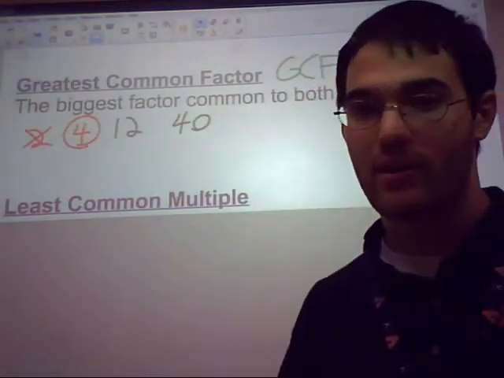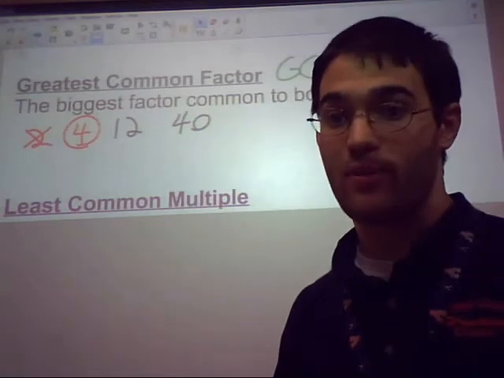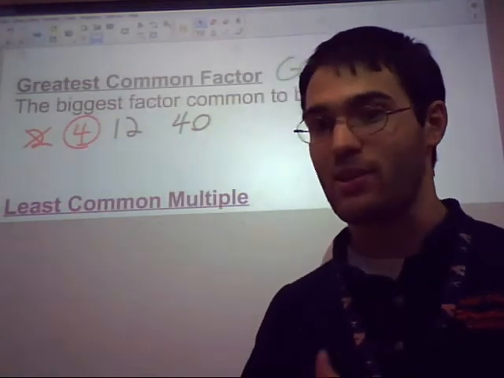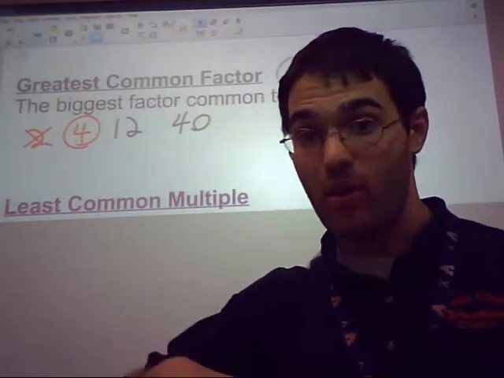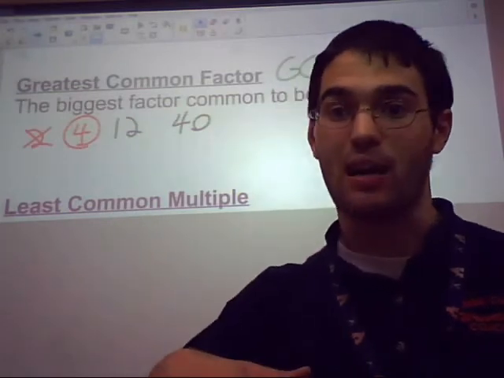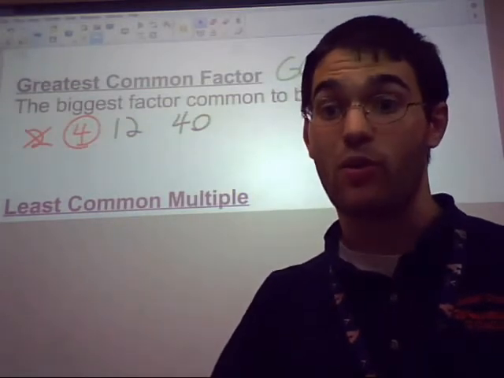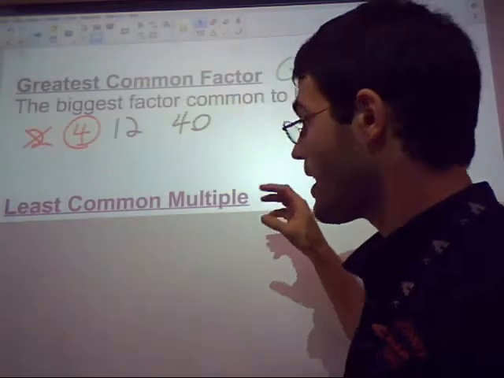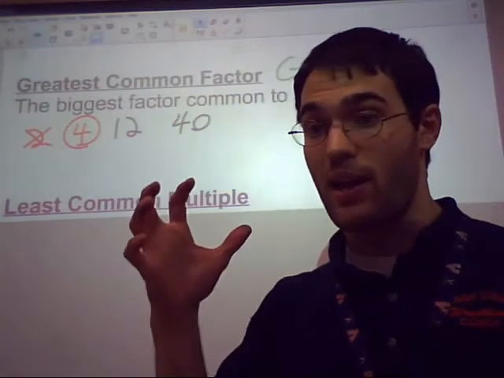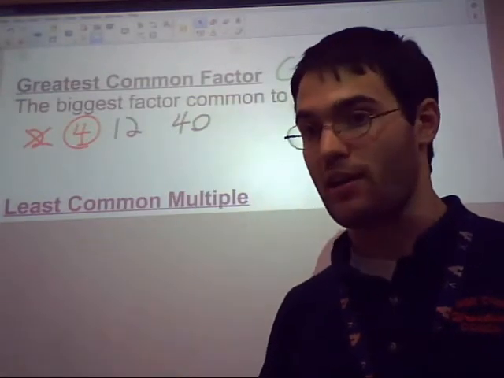The other word we're going to look at is the least common multiple. The least common multiple is in some ways the exact opposite. It's the smallest multiple that's in common to both terms. So let me explain what a multiple is. A multiple is simply a number that's produced by multiplying another number.